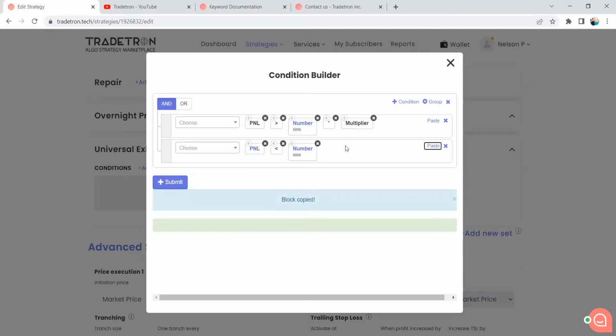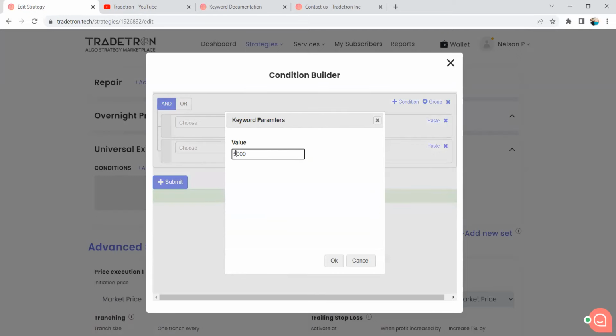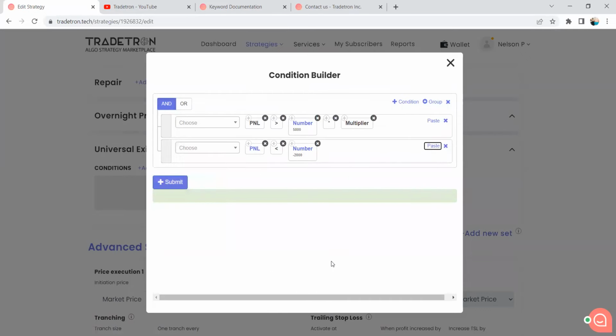So I will just select the number over here, minus 2,000. Always remember that the stop loss or the loss should be in minus keyword. All right. And then after that, we will put the same multiplier condition. So this is basically 2 conditions of PNL. Here, it's very important to note that it should be an OR condition.